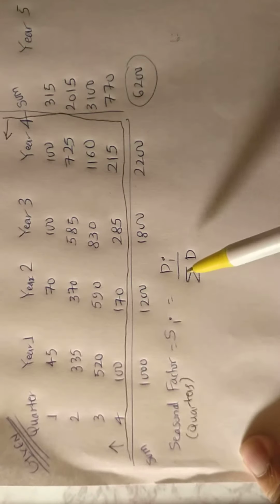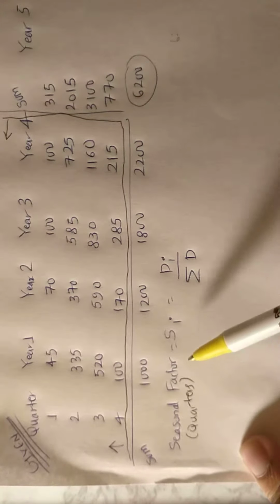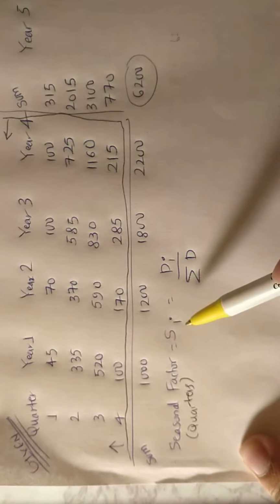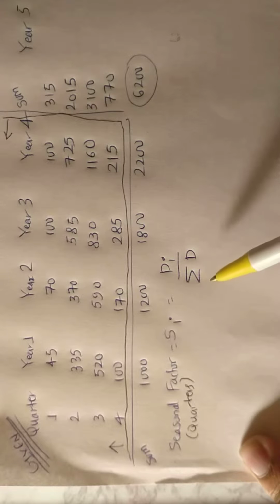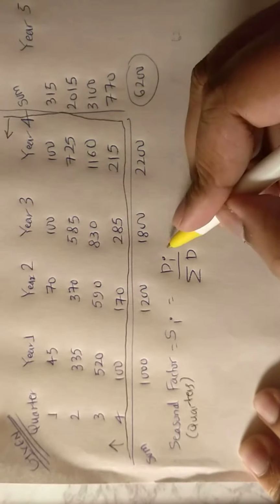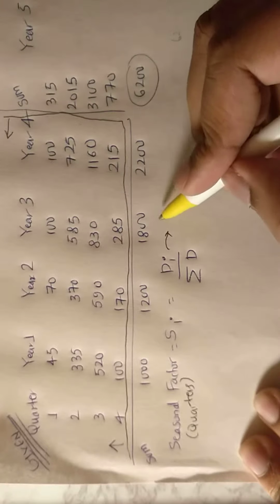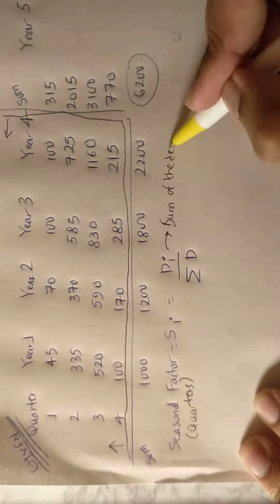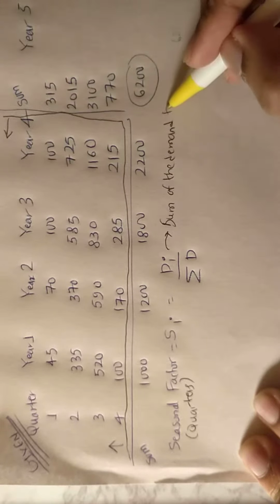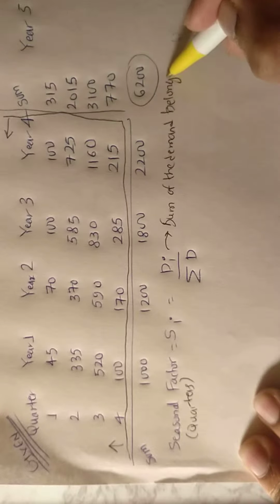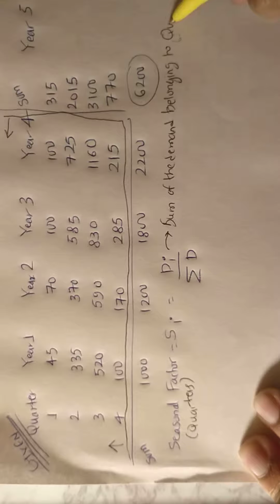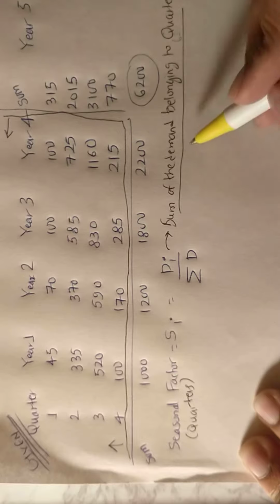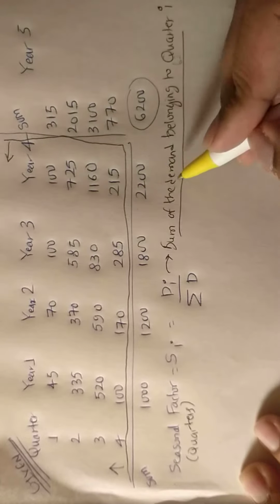So this is the formula from the book. The seasonality factor SI for a time period I, or for a quarter I, is given by DI over the summation of D. DI is all the demand belonging to quarter I, and the summation of D is the overall sum, or the cumulative sum, if you want to call that.